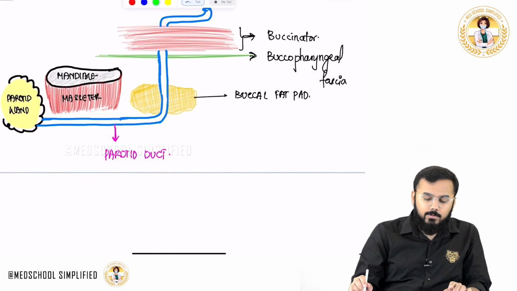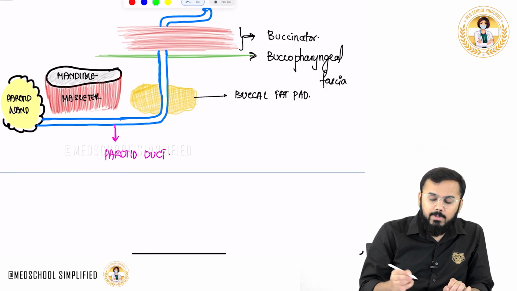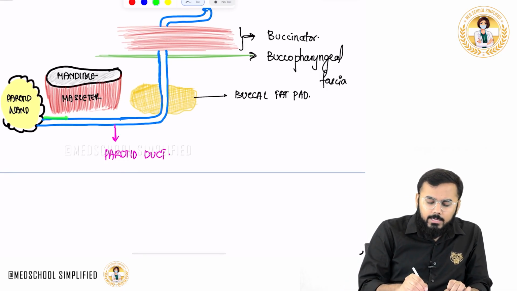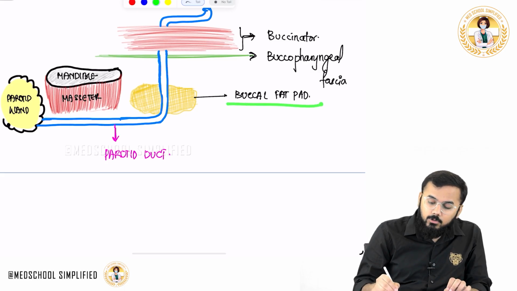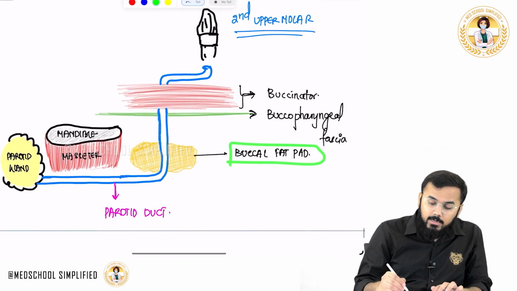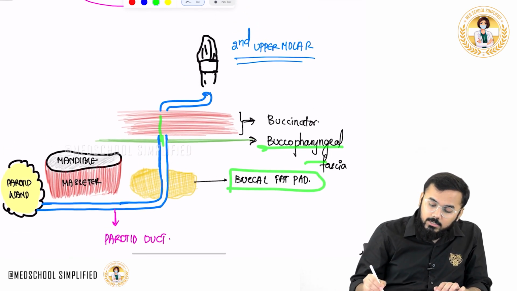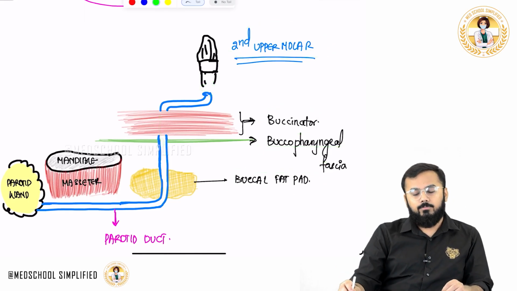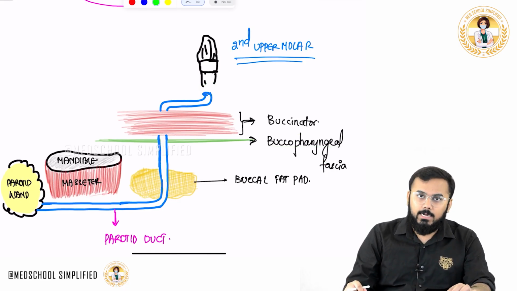After starting from the parotid gland, this parotid duct moves lateral to the masseter muscle. Then it pierces your buccal fat pad. After that, it pierces your buccopharyngeal fascia. It also pierces your buccinator muscle, and then it opens at the base of the second upper molar. So this is the pathway of the parotid duct.